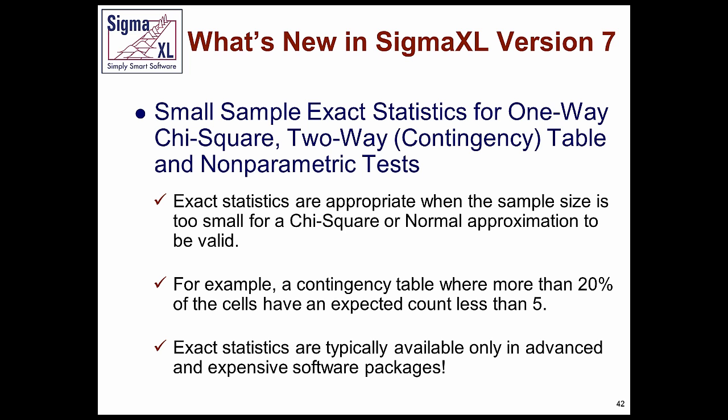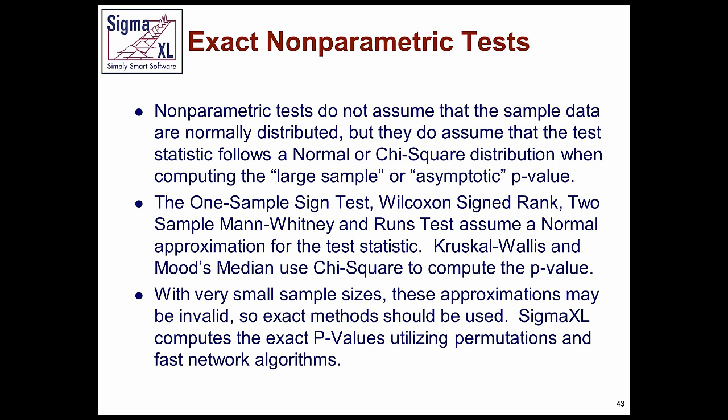So if you have a small sample and you're doing chi-square or you're doing nonparametric tests, then normal traditional statistics can be misleading, and exact statistics are appropriate. Where we've added exact statistics are on the nonparametric tests: the one sample sign test, the Wilcoxon sign rank, the 2-sample Mann-Whitney, Run's test, Kruskal-Wallis, and Mood's median all now have exact statistics available as options.